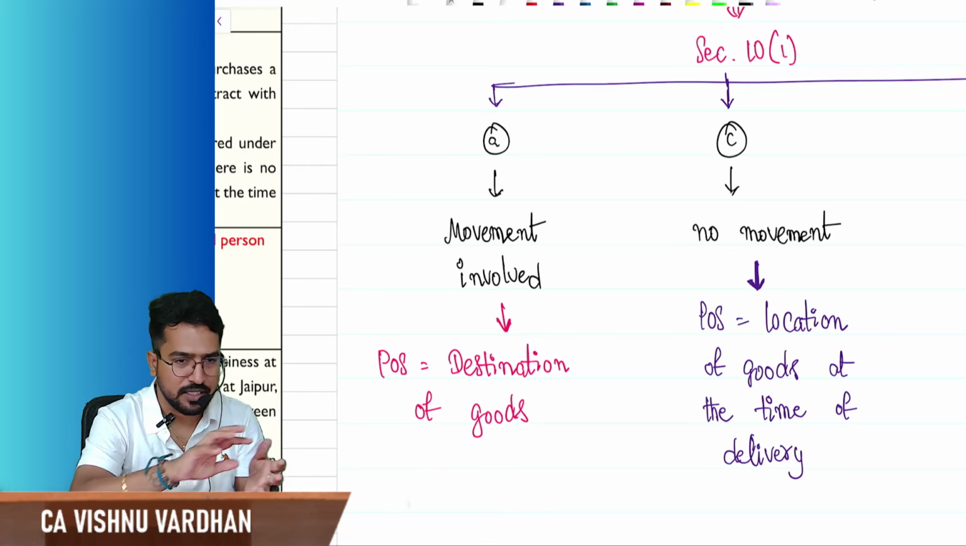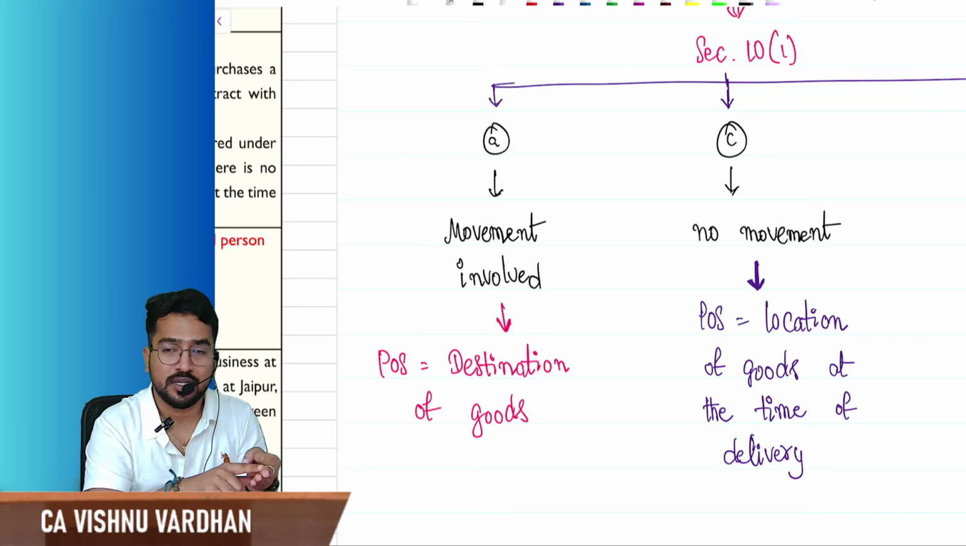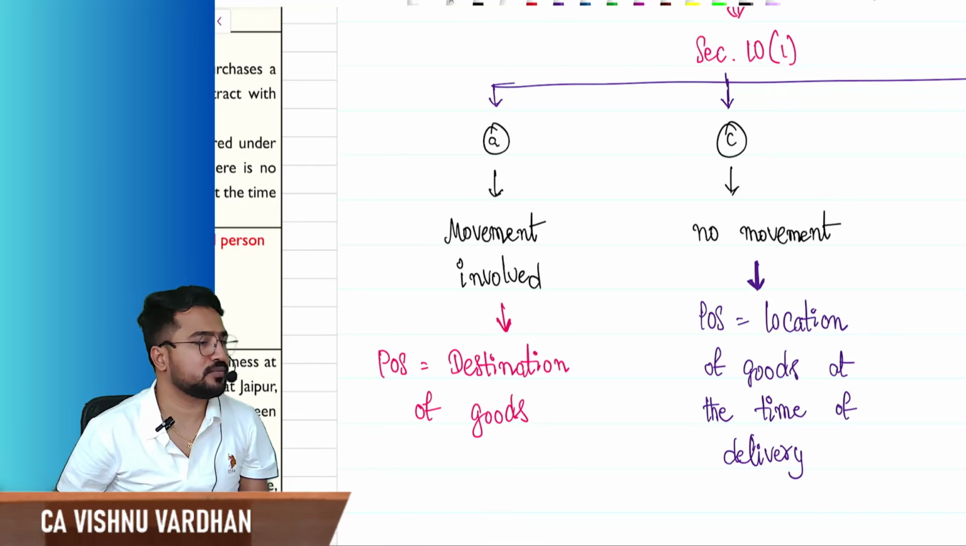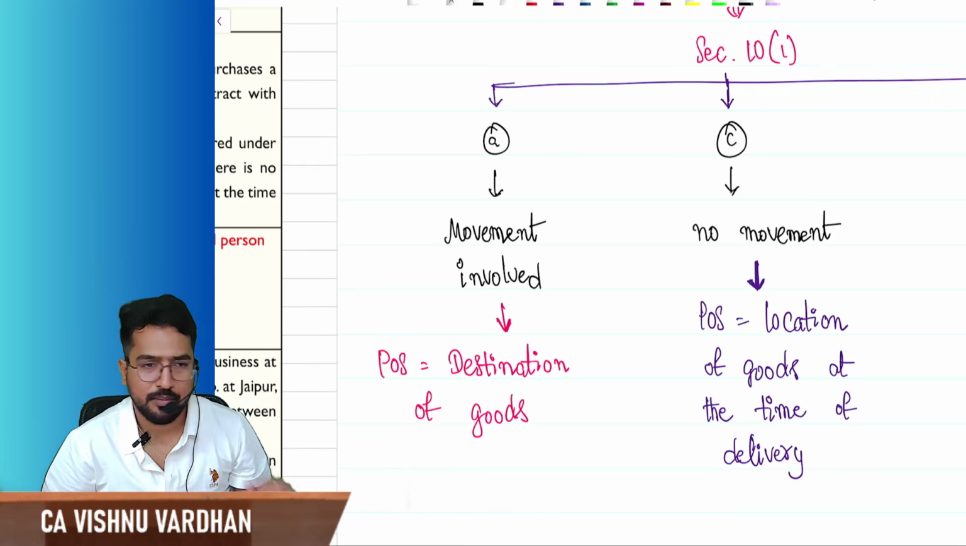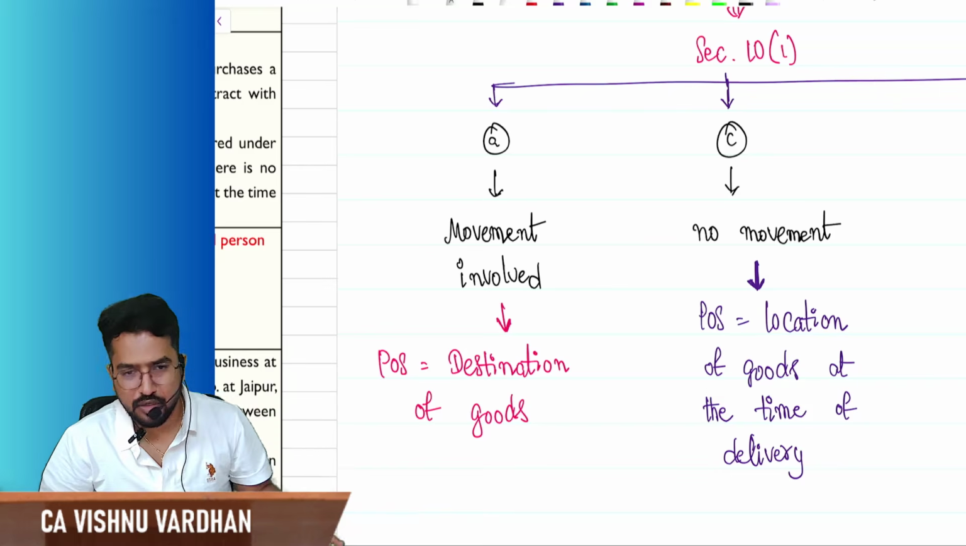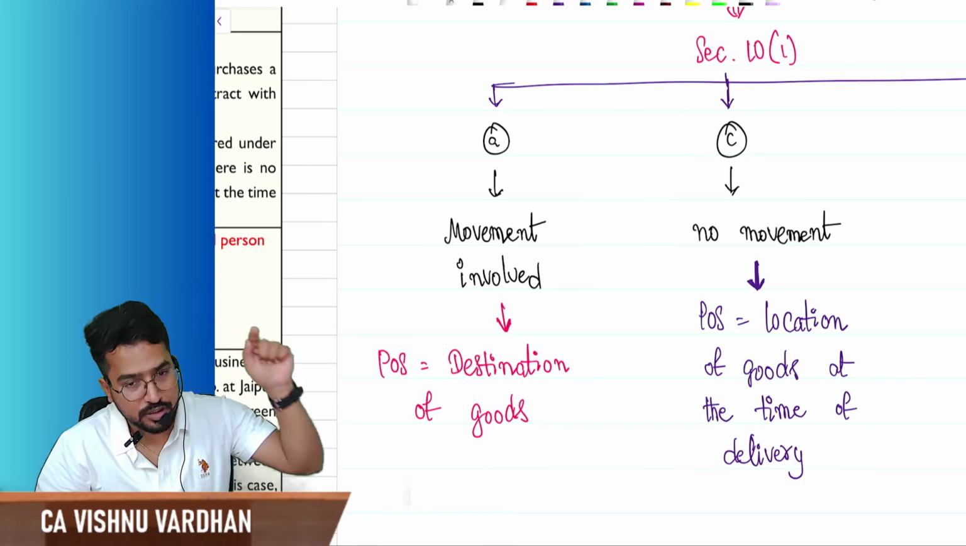That means in one case movement is involved, in another case movement itself is not involved. Another case is where installation or assembly is done. Suppose I am buying an AC. Even though movement is involved, you need an installation for that, correct? So the place of supply is where the goods are actually installed.